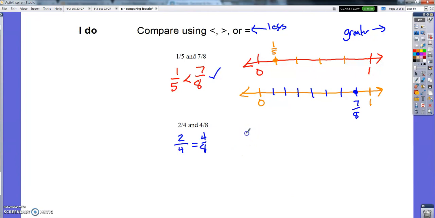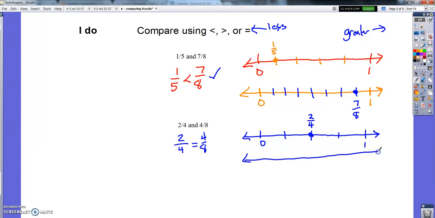I think I'll do number lines again. So we draw 1 for 2/4, 0, 1. That's half, and that's fourths. 1, 2, 3, 4/4. So 2/4 is here. Gotta put a dot where it goes. And then eighths. Line up my zeros. Line up my ones. And that's halves, fourths, eighths. And 4/8 would be 1/8, 2/8, 3/8, 4/8 right there.